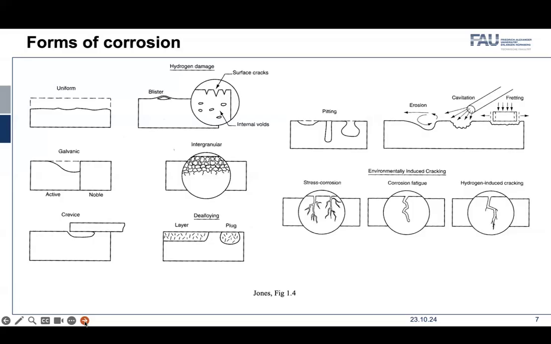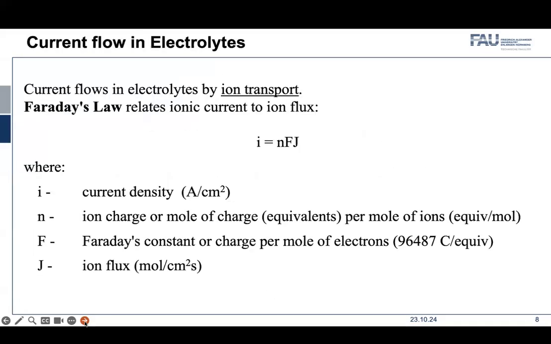Wear is just if you rub two solid surfaces together. But if during this rubbing action there is an electrolyte involved that is also dissolving the material, that is probably aiding and accelerating the wear, and that can also happen. That is fretting. And there are different forms of environmentally assisted cracking, like corrosion cracking, corrosion fatigue, and hydrogen induced cracking. So that's all for forms of corrosion.